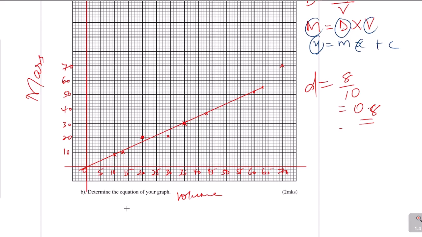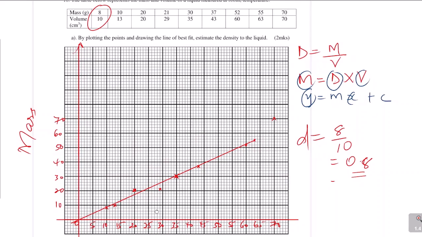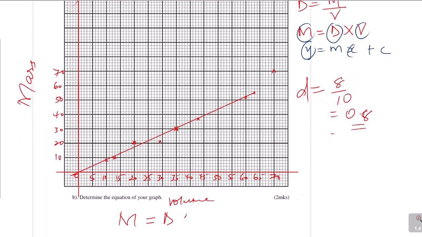So remember, we said that mass is given by density times volume. So now we have density. In this case, density is going to act as the gradient. So to get the equation, you can proceed and get the gradient as well. But from the way I look at this equation, gradient is given by the density, which we've just calculated there. So there will be some variance depending on the points that you're using. There is a range that is given for the density because we use different points.